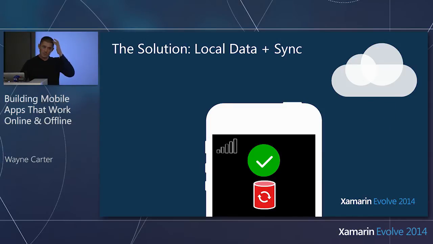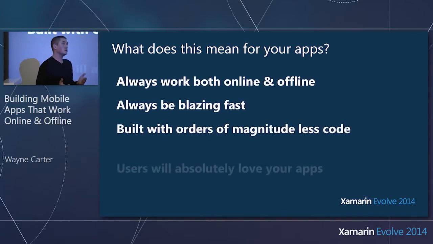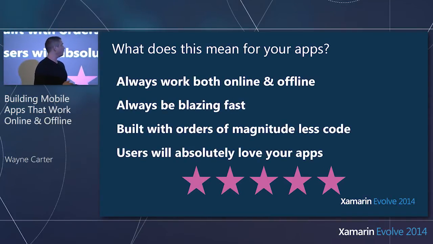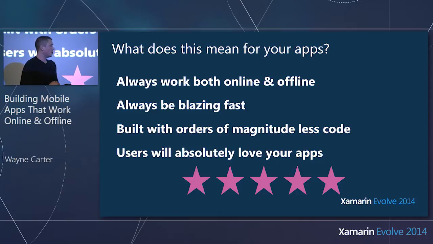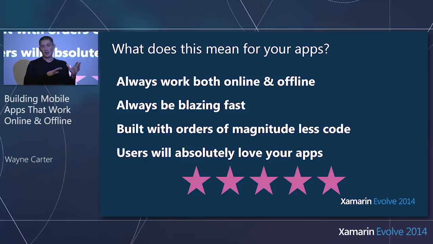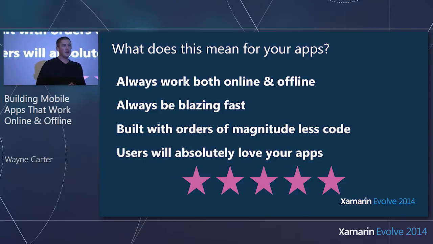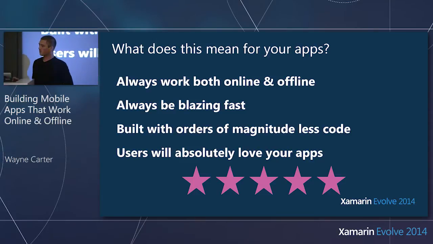So what does this mean for your apps? It means that your apps will always work. They're going to work both online and offline. They're going to always be blazing fast. The data is always local, so it's going to be as fast as just reading it. And you're going to write a lot less code. These techniques actually end up pushing a lot of the coding that we put in our mobile apps today into the data store. And you end up writing mostly UI code and UX code to back your apps. And then, of course, the user is going to absolutely love your apps for that.